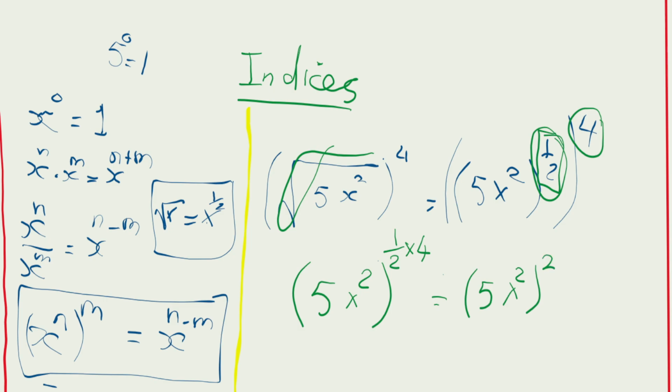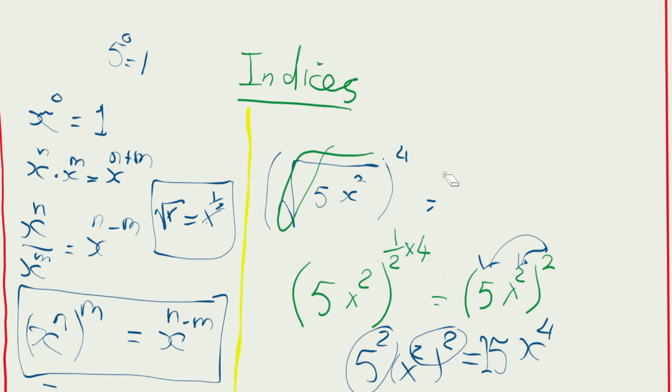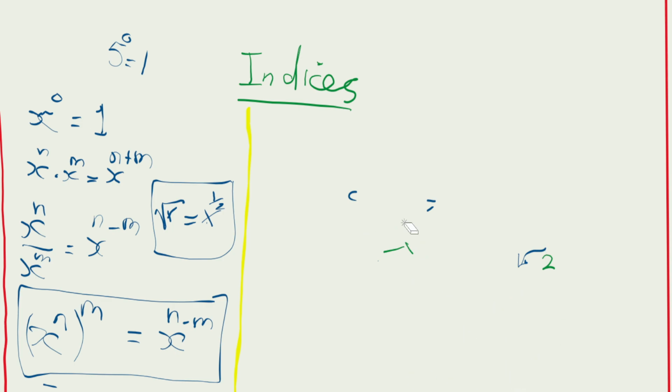Now this is another rule inside the same question. So we split this here, we split that there. So you'll have 5 squared x squared to the power of 2. So it's 25, because 5 squared is 25. X to the power of 2 times 2, which is 4. And that's your nice answer. This is a nice question. Now let's just have one more question to do, and then we finish this video.